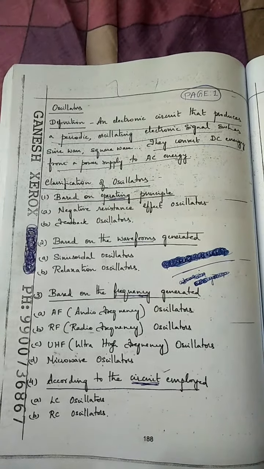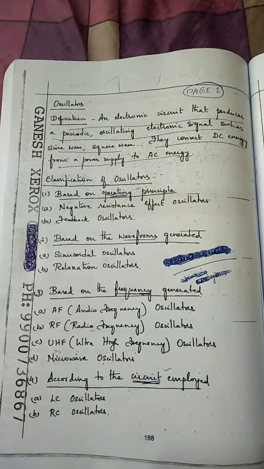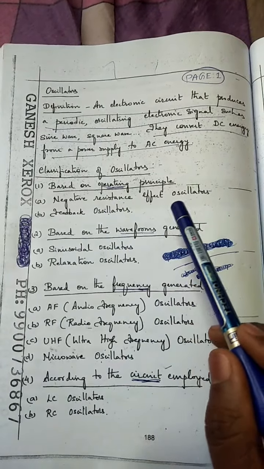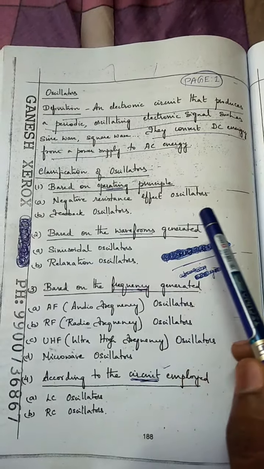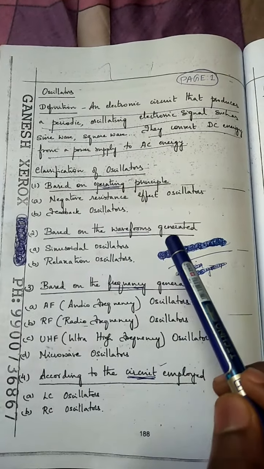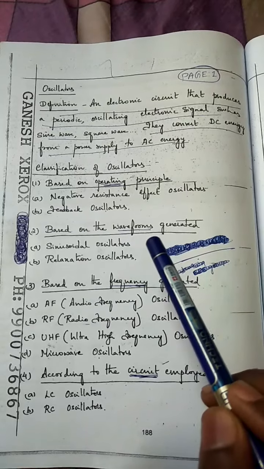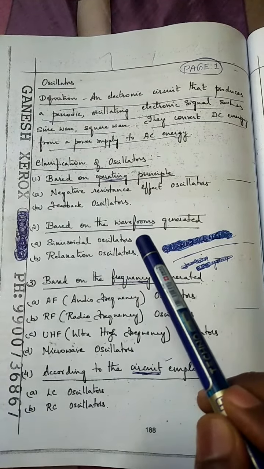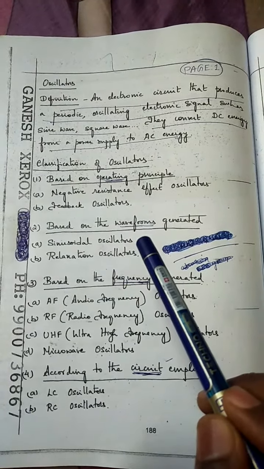So, classification of oscillators. Based on the operating principle, the oscillators are classified into two types: negative resistance effect oscillators and feedback oscillators. Based on the waveforms generated, whether it's a sine or square, oscillators are classified into two types: sinusoidal oscillators and relaxation oscillators.